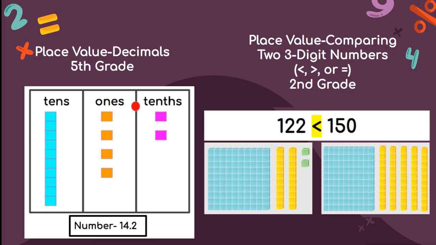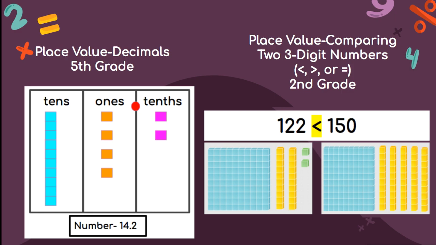For 5th grade, one of the standards is place value with decimals. So again, to represent the number 14.2, students will represent the tens place using a rod. And then students would use 4 units to represent the ones place, and then put the decimal, and then for the tenths place, put 2 units as well.